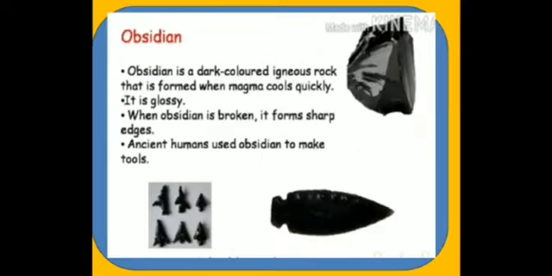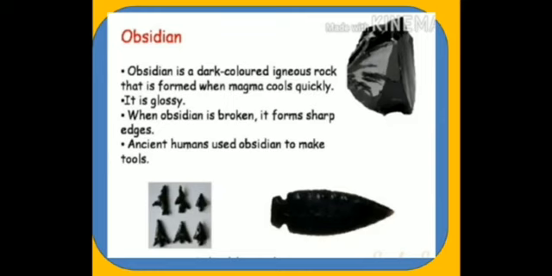Next one, obsidian. Obsidian is a dark colored igneous rock that is formed when magma cools quickly. It is glassy, so once obsidian rock is broken, it forms sharp edges. Ancient humans used obsidian to make tools. So these are all about different types of igneous rocks.